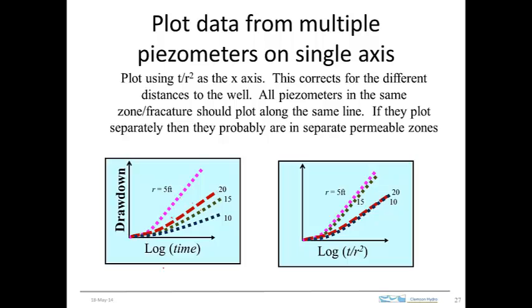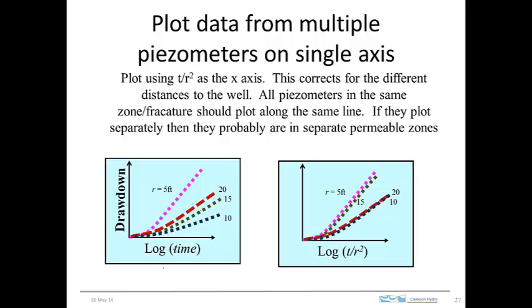Well, actually, let me rephrase that. You could have a different response where you have drawdown plotted as a function of log time from piezometers that are at different radial distances. So just because you have a different response doesn't mean that the piezometer is in a different zone.